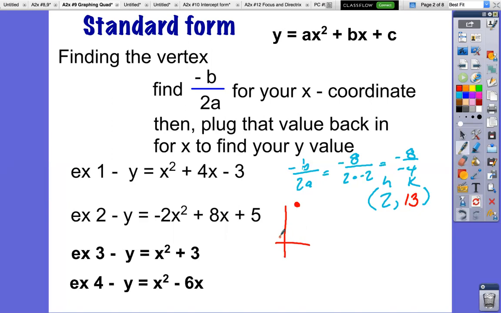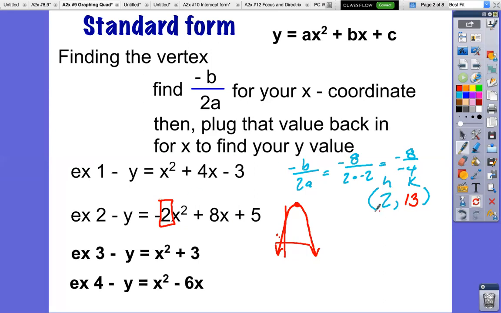Down. How do you know it opens down? Because it's a negative number. By the way, was it stretched or shrunk? Does that 2 value make it stretched or shrunk? Stretched. So that means it's going to be steeper.